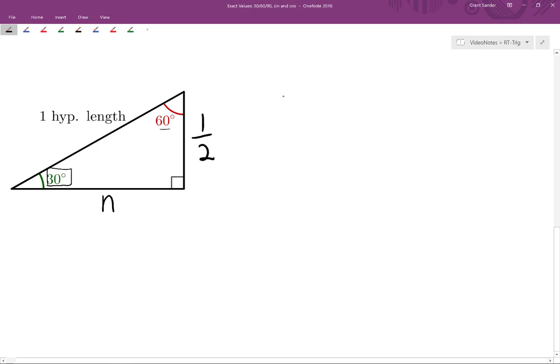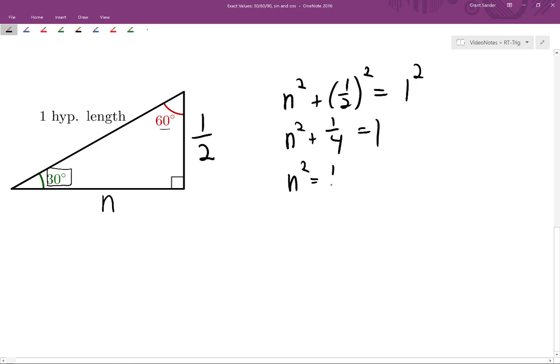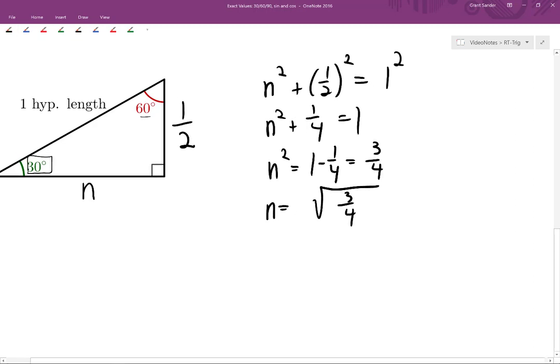So the Pythagorean theorem tells us that n squared plus 1/2 squared is equal to 1 squared. And 1 squared is just equal to 1, and we'll simplify this a little bit. So we have n squared plus 1/4 is equal to 1. All I did was square the 1/2 and square 1, which then tells us that n squared is equal to 1 minus 1/4, which is equal to 3/4. And therefore, n is equal to the plus or minus square root of 3/4. Since we know we're dealing with a positive value for a side length, we're just looking at the positive value.